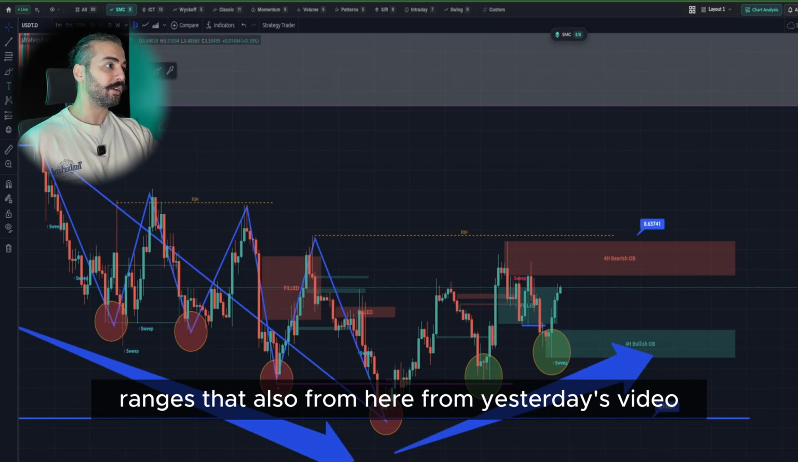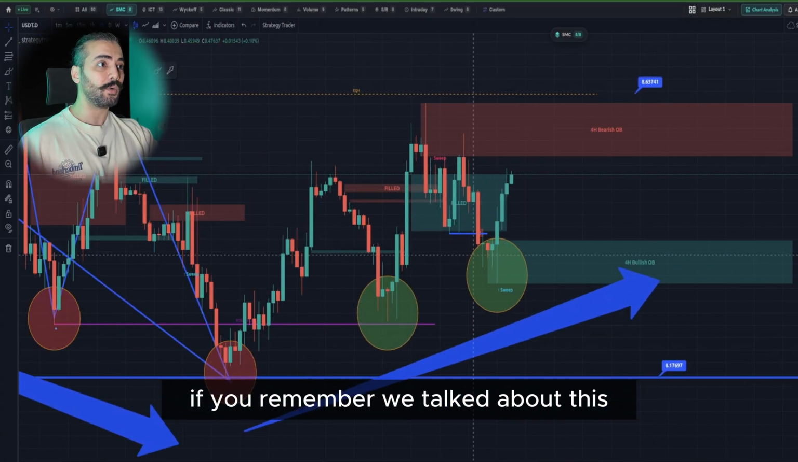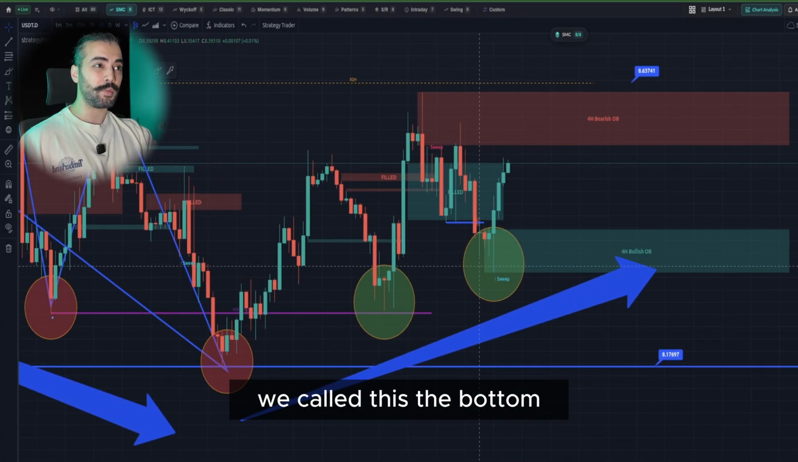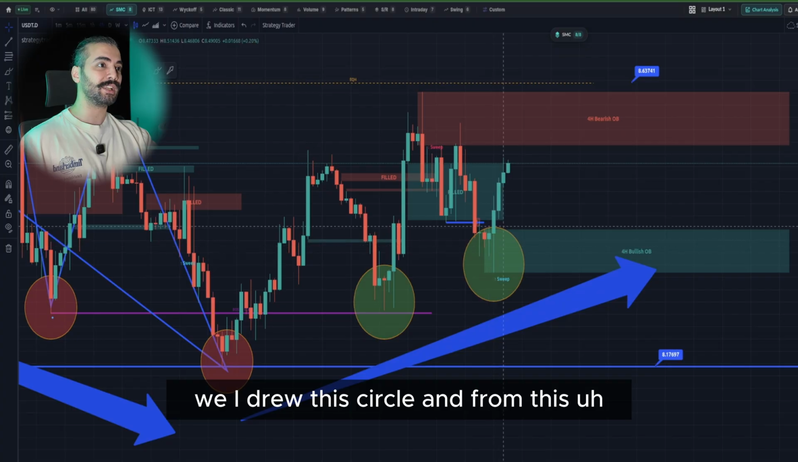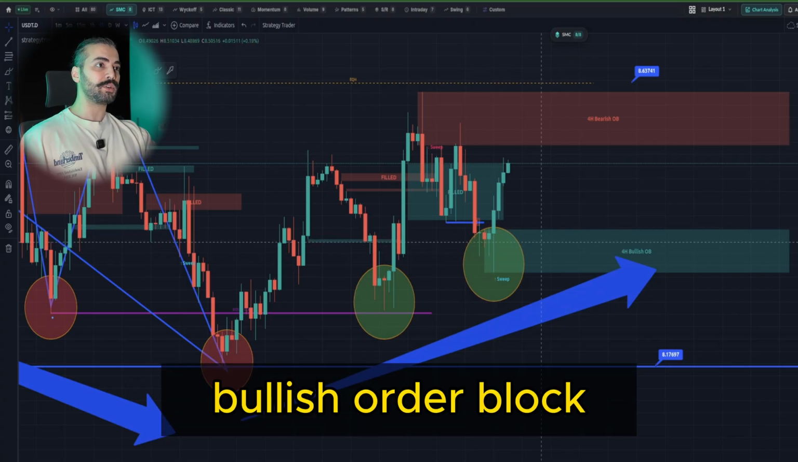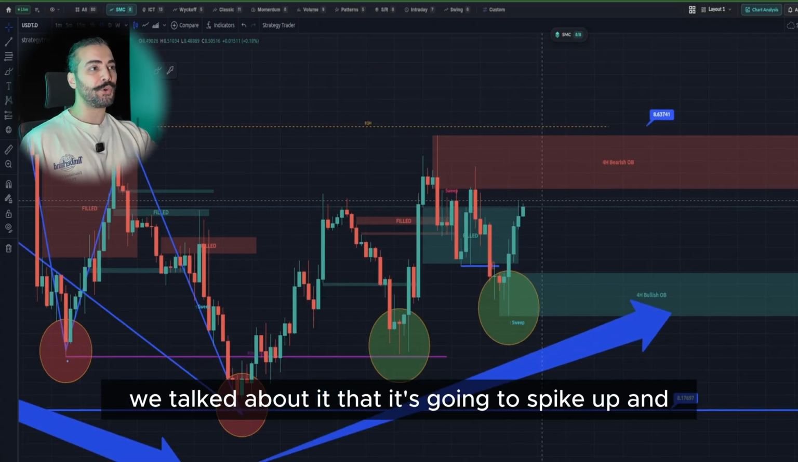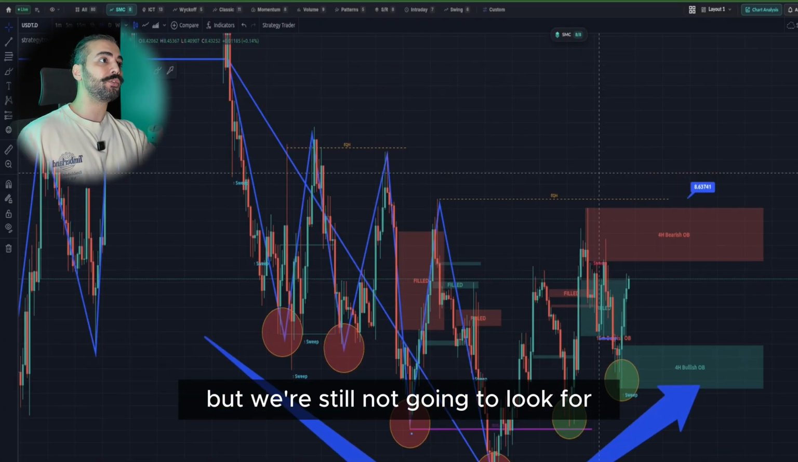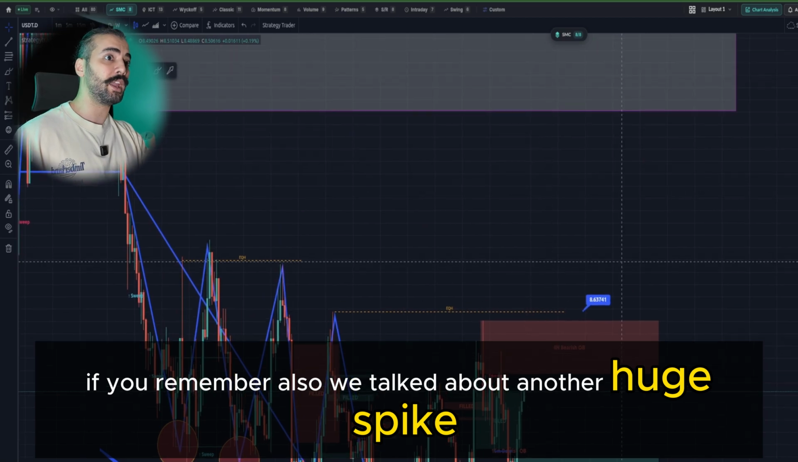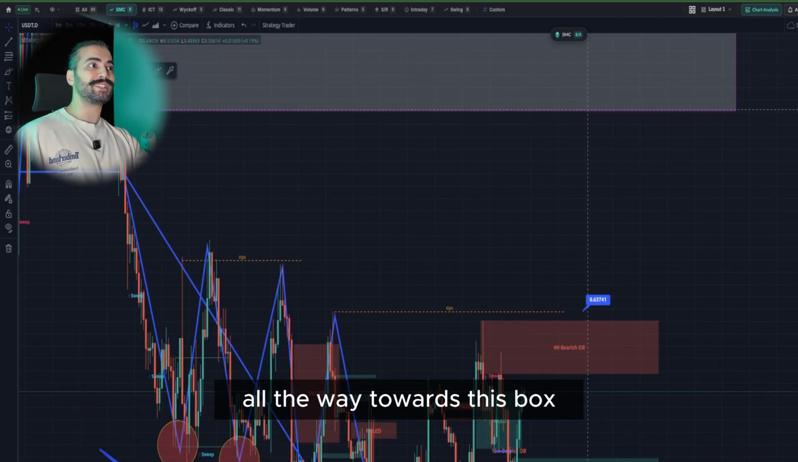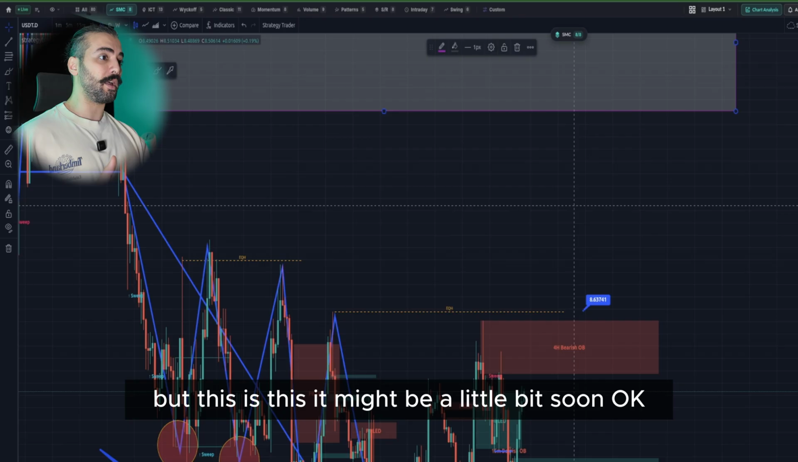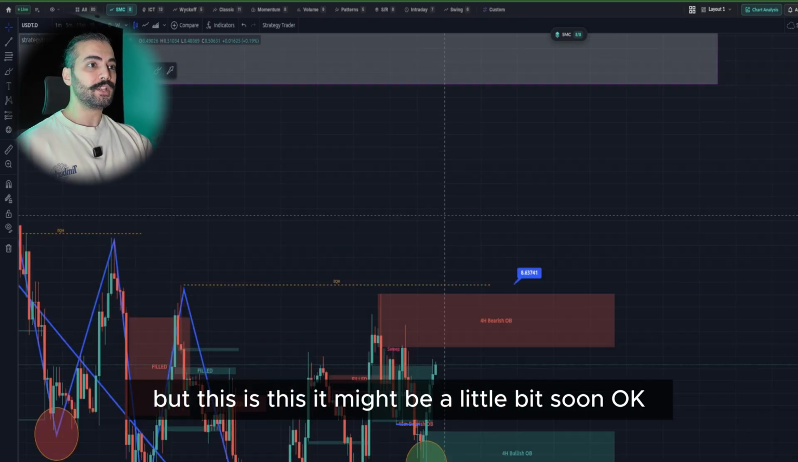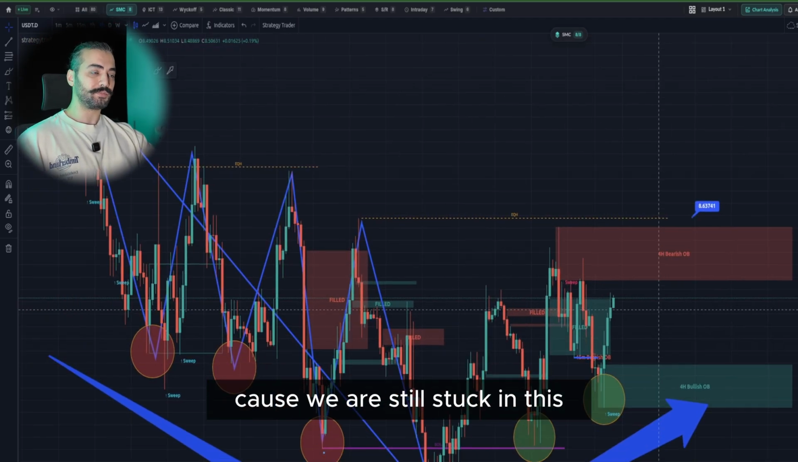Also from here, from yesterday's video, if you remember, we talked about this. We called this the bottom. I drew this circle, and from this bullish order block, we talked about it, that it's going to spike up. But also, if you remember, we talked about a huge spike all the way towards this box. But it might be a little bit soon, okay? Because we are still stuck in this.